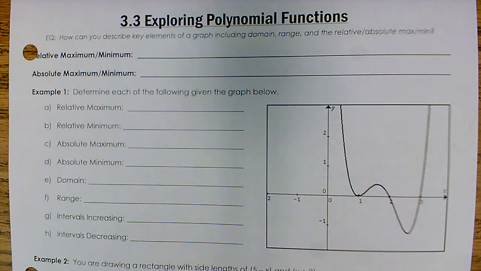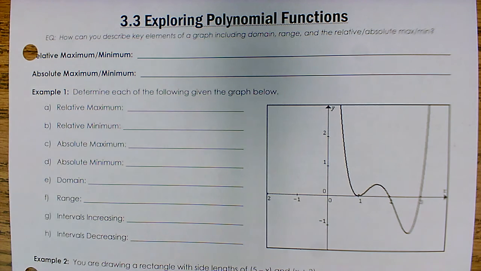Okay, today we're going to talk about exploring polynomial functions. When we talk about exploring, we're talking about the main characteristics or what we see when we look at a polynomial function. We're going to talk about key elements of the graph, domain and range, which you already know, and relative and absolute maximum minimums. You're familiar with a maximum minimum. We just dig a little deeper into what type of maximum minimum we're looking at.